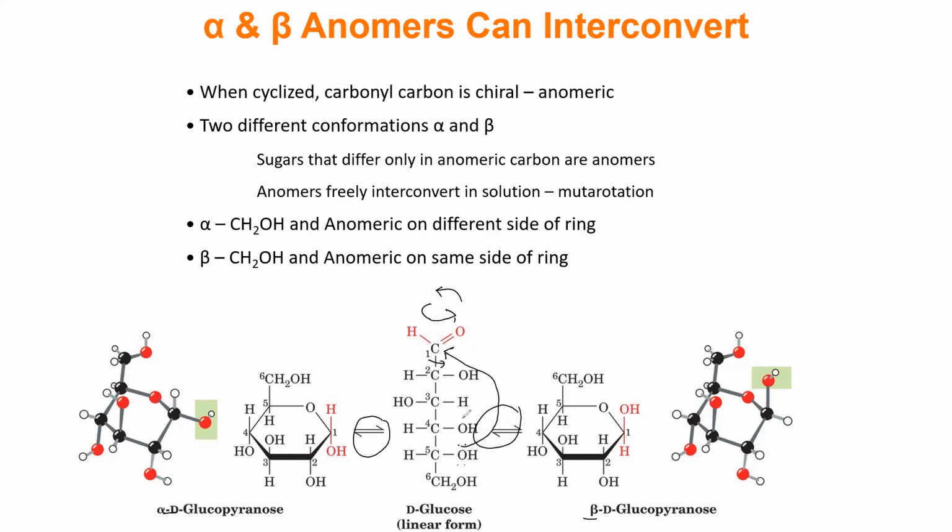Once you go back to the linear form, you could do a cyclization again, and maybe this time you just form an alpha glucose. And then you stay in the alpha ring conformation a bit, and then you go back to linear. So be aware that for monomeric sugars, as pointed out by the double arrows here, these transitions are happening all the time. You can go from cyclic to linear, linear to cyclic, alpha to beta, freely inside the cell, no energy needed.